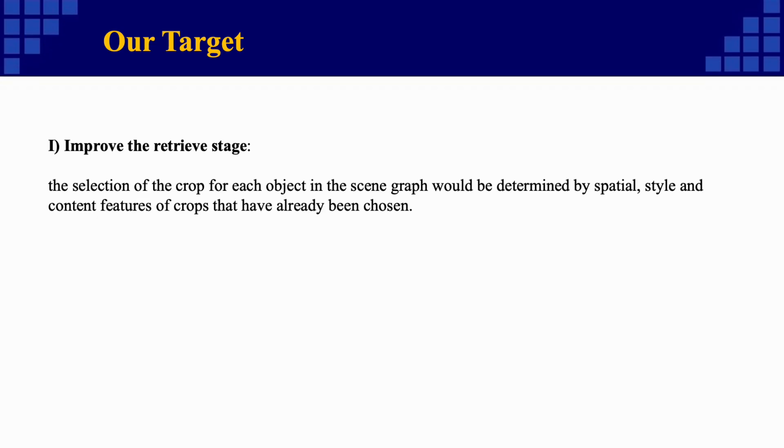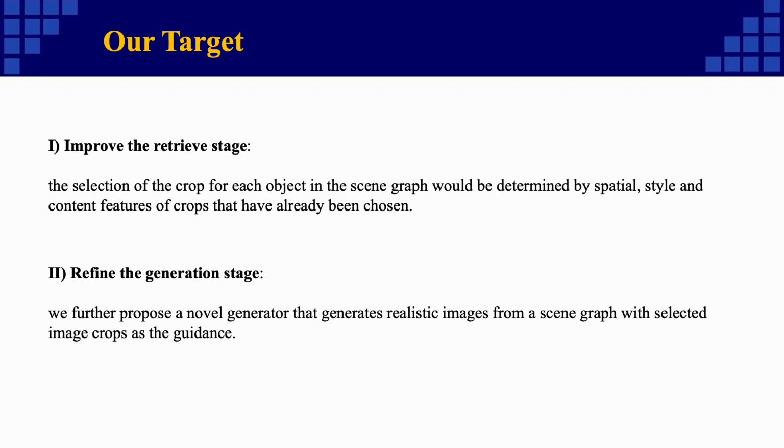In this work, we focus on the semi-parametric model, improving the retrieval stage as well as the generation stage. For the retrieval stage, we formulate it as a novel sequential process, where the selection of the crop for each object in the scene graph is determined by the spatial, style and content features of the crops that have already been chosen. And to refine the generation stage, we further propose a novel generator that generates realistic images from a scene graph, with the selected image crops as guidance.